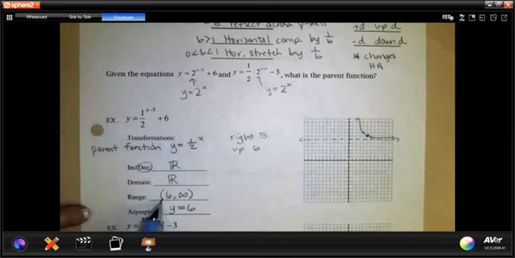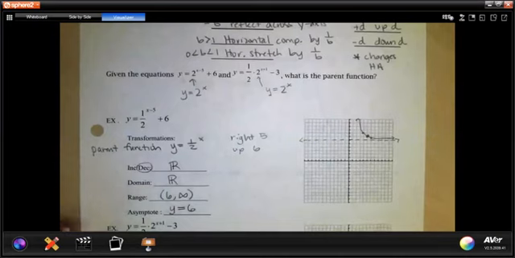Notice I have a parentheses there. That's because there is no point on 6. Remember, it's only getting close to 6. It is not touching. So this would be from 6 to infinity.